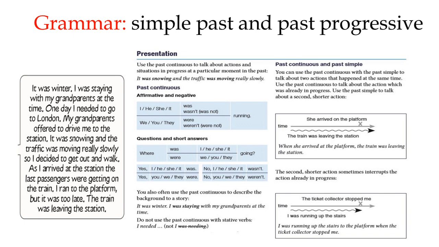So this is what I said. The ticket collector stopped me. I was running up the stairs. I was running up the stairs to the platform when the ticket collector stopped me. So I was moving and then the collector stopped me. Long action interrupted by a short one.